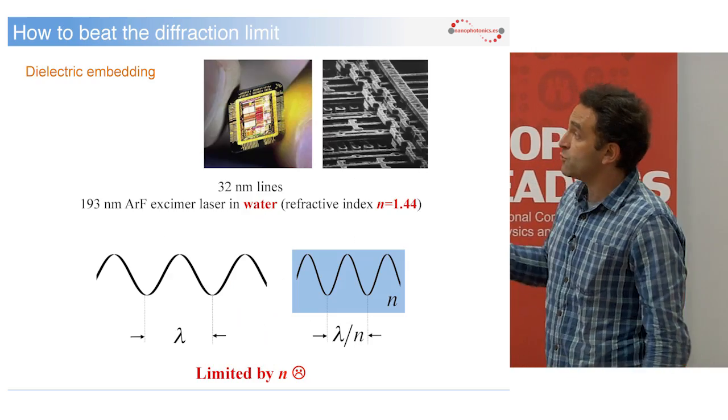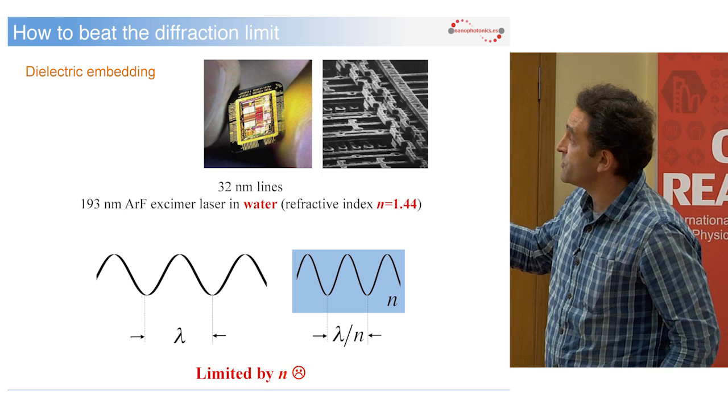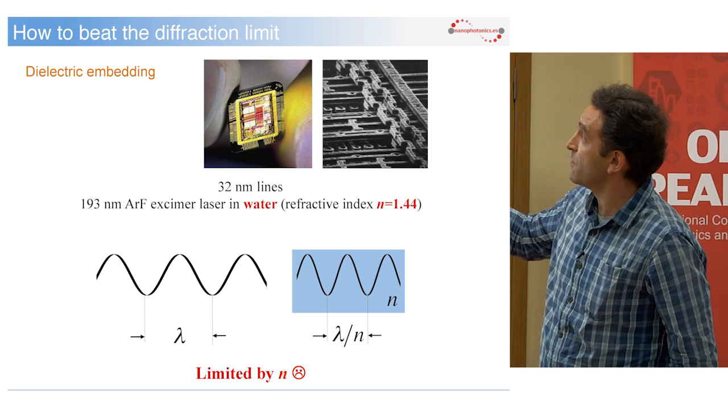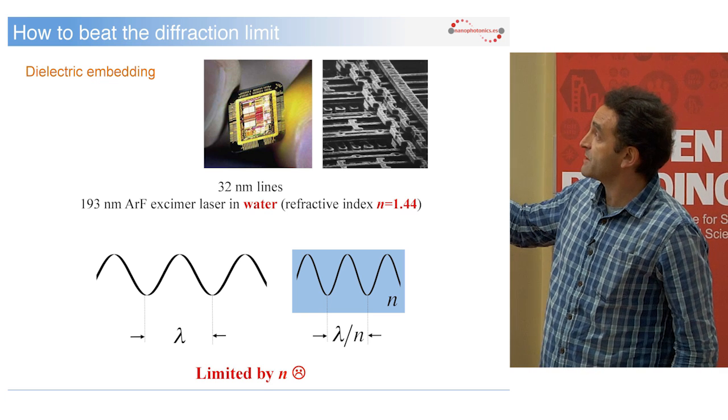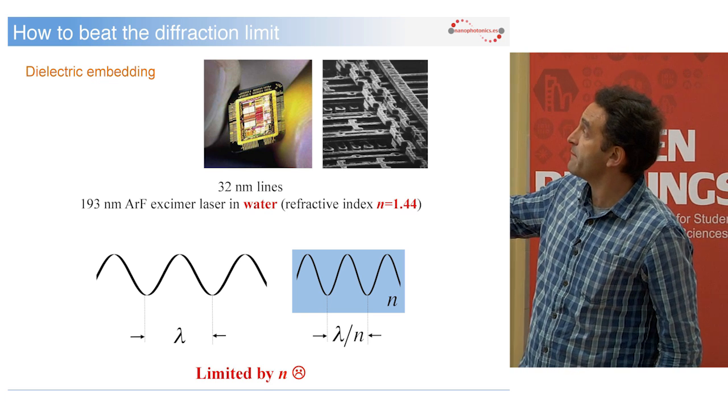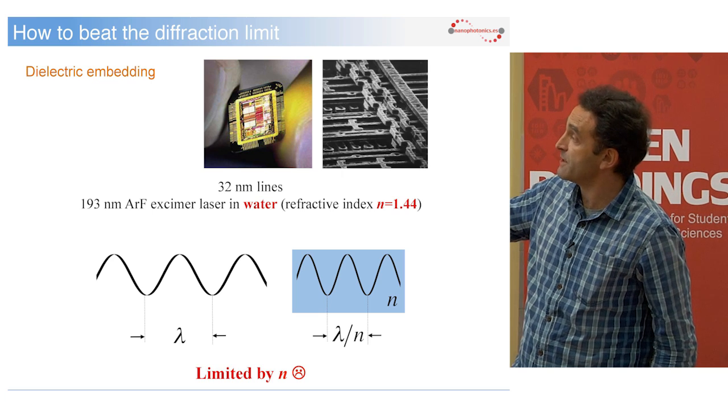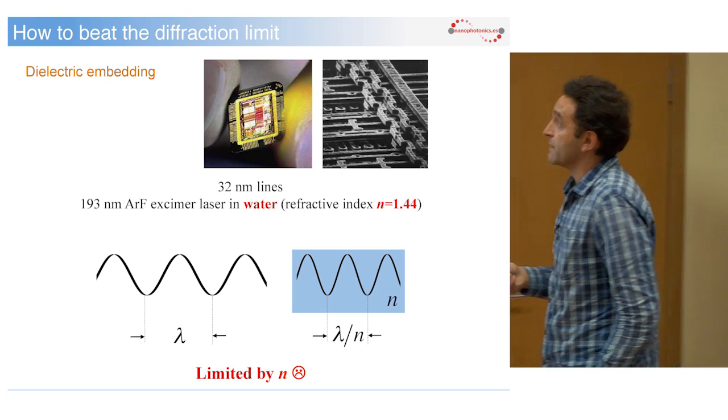Okay, so you want to do better than this. You want to do small features. You want to concentrate light down to small regions, and for doing that, you need wave vectors that are much larger than the light wave vector, maybe 10 times larger, and then you have really, really small features, much smaller than the wavelength.